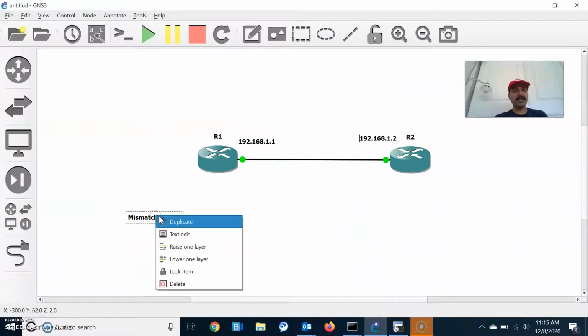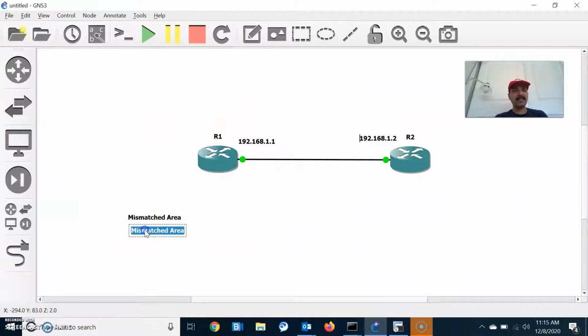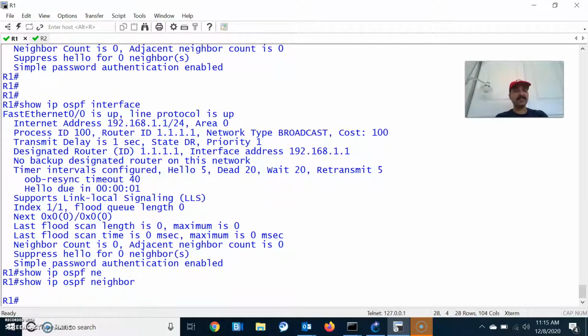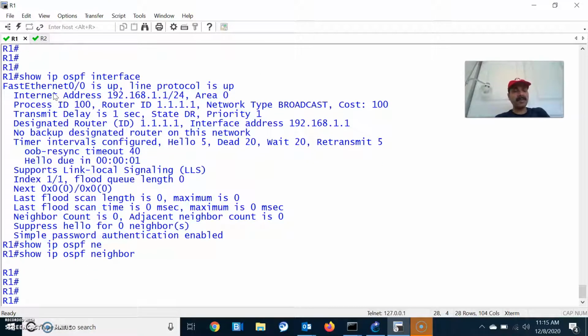First is the mismatched area, and the second we have seen is the mismatched network types, right? And now let us debug the third scenario. Still it is not forming the neighbor relationship. Show IP OSPF neighbor. So still it is not forming a neighbor relationship with R2. So what might be the other reason? I also told in my slides how it forms a neighbor relationship. Both hello and dead interval should remain the same, right? So the third thing you have to see is the hello and the dead interval.